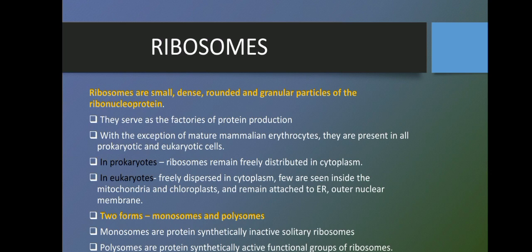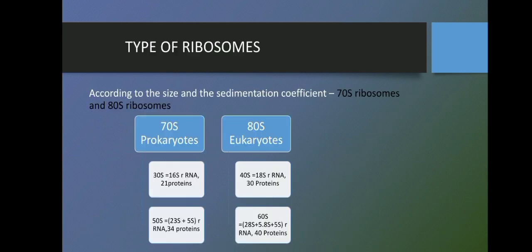membrane. There are two forms of ribosomes, monosomes and polysomes. Monosomes are protein synthetically inactive solitary ribosomes, and the polysomes are protein synthetically active functional groups of ribosomes. So, in the structure of polysomes, there will be an mRNA and several ribosomes attached to the mRNA like beads on a string. This is a type of ribosomes.